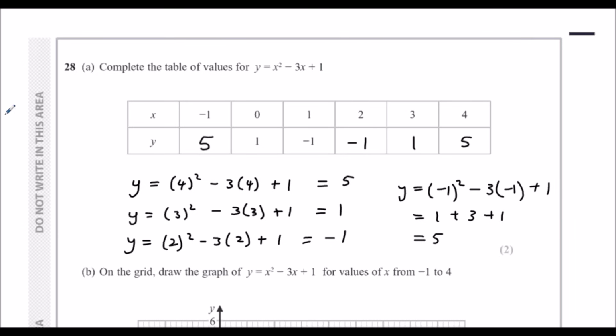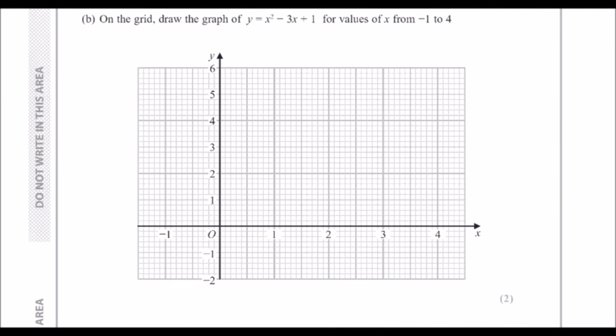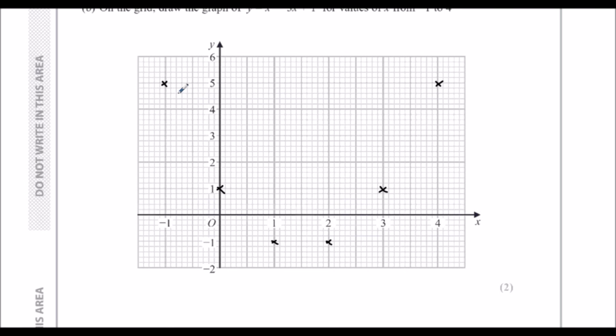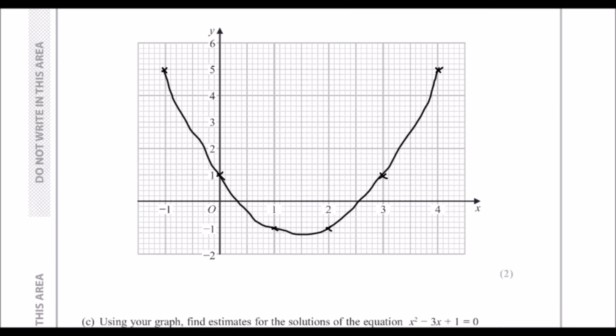So on the grid, draw the graph. So -1 5, 0 1, 1 -1, 2 -1, 3 1, and 4 5. So we're going to join them up with a curved line. So we've joined them up with a curved line, and our graph looks something like that.